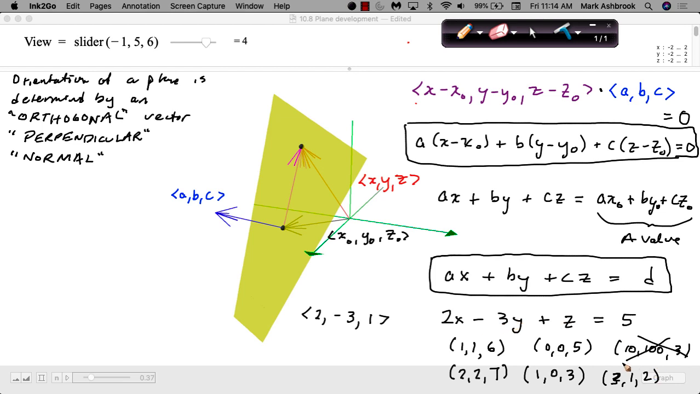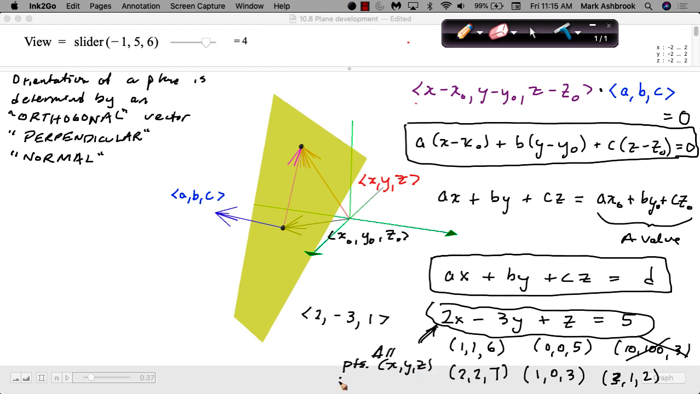Good. Get the gist of it? Any ordered triple that makes that equation true is a point on the plane. That's why this is the equation of that plane. Any ordered triple that does not make that equation true is a point off the plane. That's why this then represents all points x, y, z on the plane.